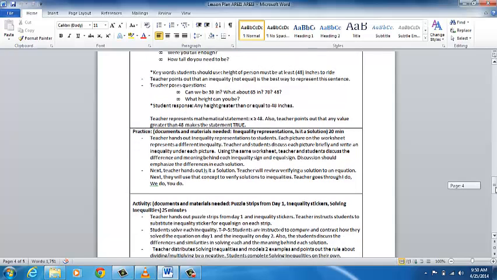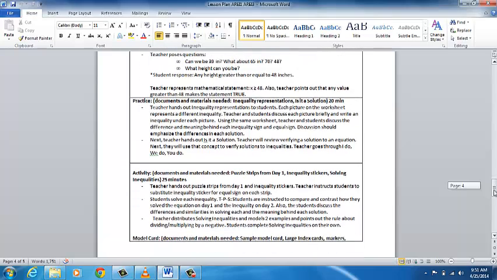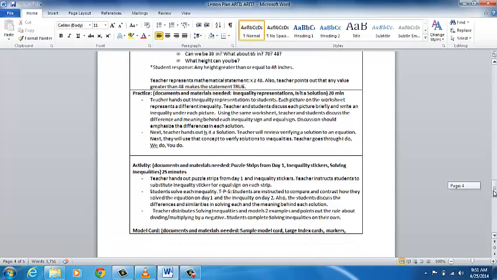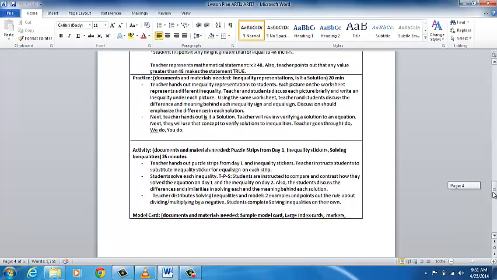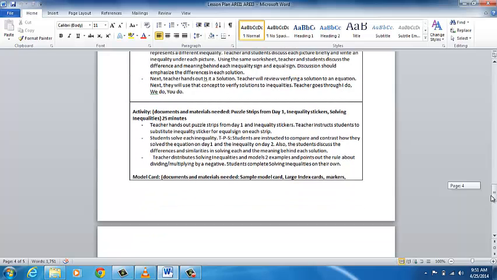Then the teacher is going to hand out the worksheet, Is It a Solution? Teacher will review verifying a solution to an equation, and next they will use that concept to verify solutions to inequalities. The teacher will be going through an I do, we do, you do. Now, in terms of the activity, it's going to be the puzzle strips from day 1, inequality stickers, and solving inequalities. So the teacher is going to hand out the puzzle strips from day 1 that they used earlier, and then this time we're going to have inequality stickers.